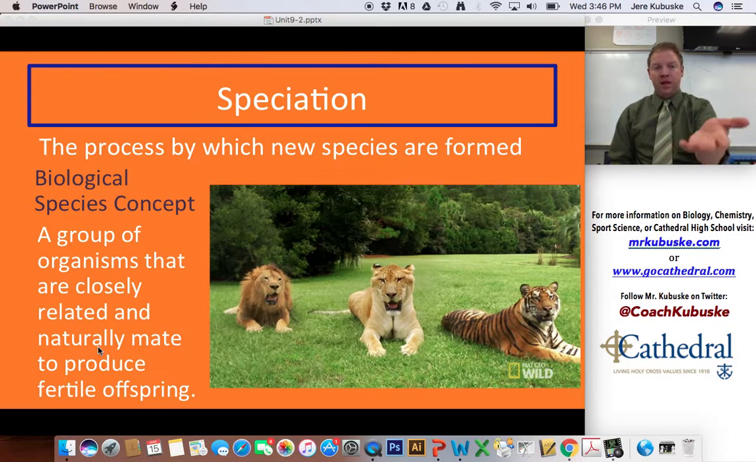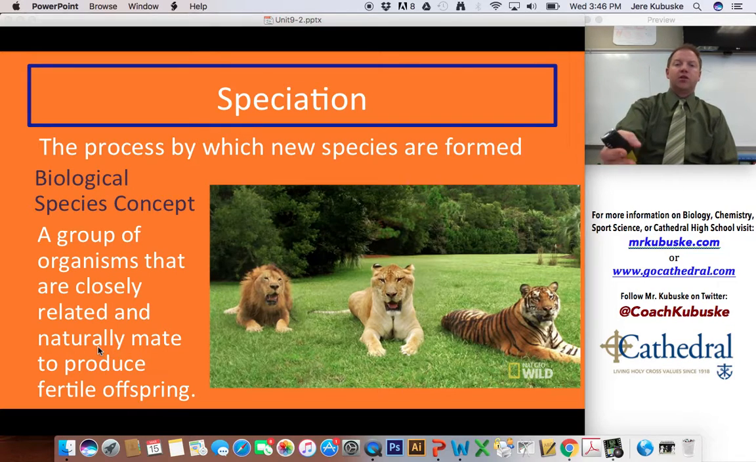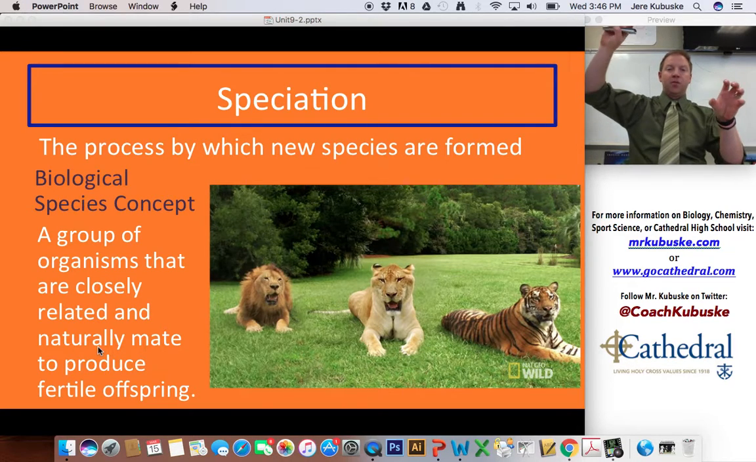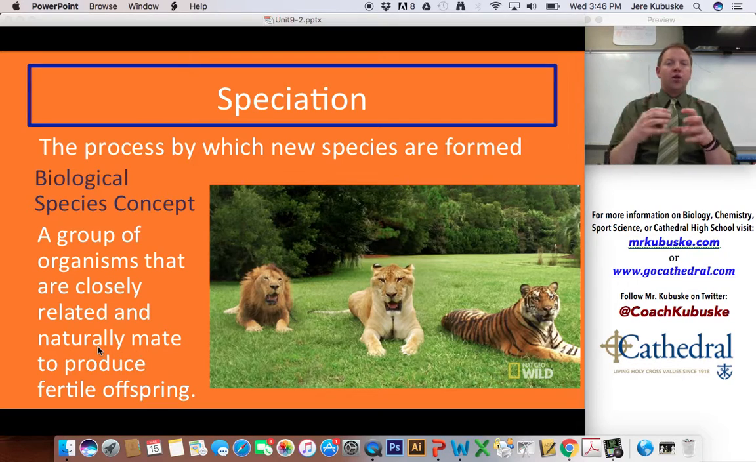For example, lions have a lighter color to blend in with the tall grasses, and tigers have stripes to blend in with the trees and the shadows and things like that. Okay, so those traits are selected for. Eventually, because they become separated for such a long period of time, they should no longer be able to reproduce.